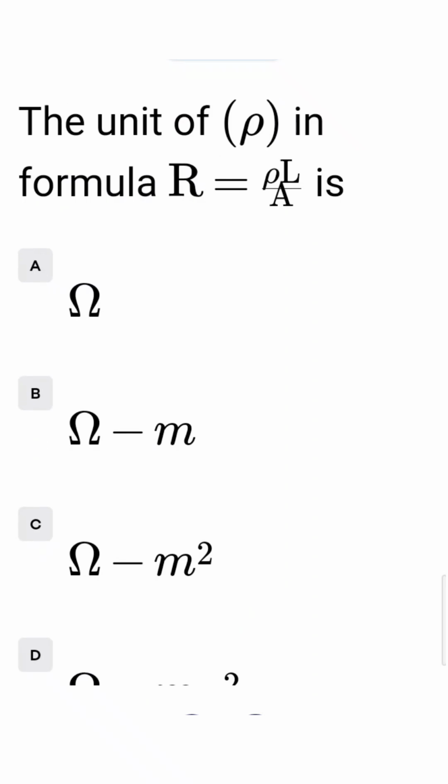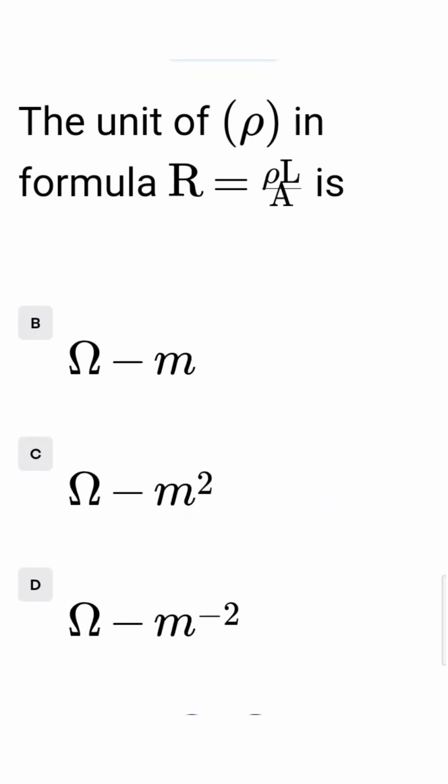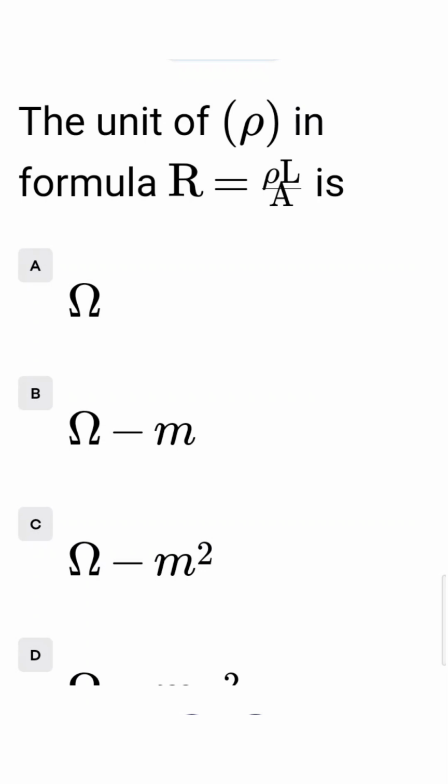The unit of specific resistivity in the formula R equals rho L over A is: option A, ohm; option B, ohm per meter; option C, ohm per meter square; option D, ohm per meter square. The correct answer is ohm per meter, that is in option B. So we tick at option B.